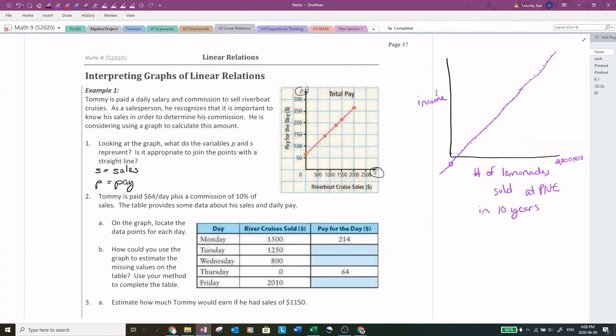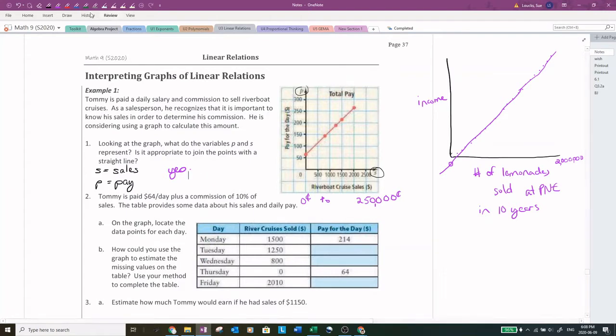So in this case, if we're looking at our pay, the riverboat cruise sales, although it's recorded in dollars, it could be in pennies, right? If we did this in cents, it would be from 0 cents to 250,000 cents. And I don't think we can put 250,000 distinct dots along here, so joining it in a line is reasonable. So yes, it is appropriate in this case to join the points with a straight line. Okay?